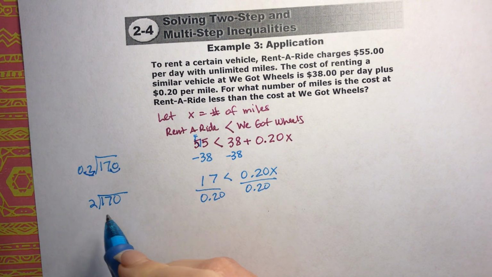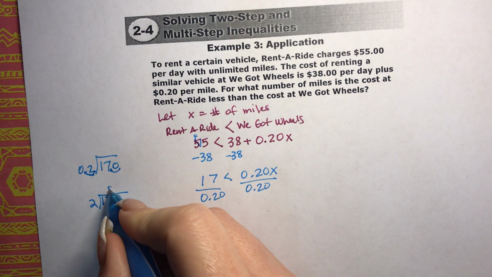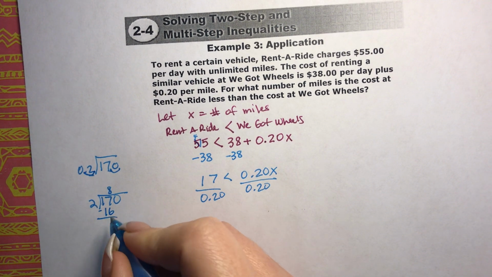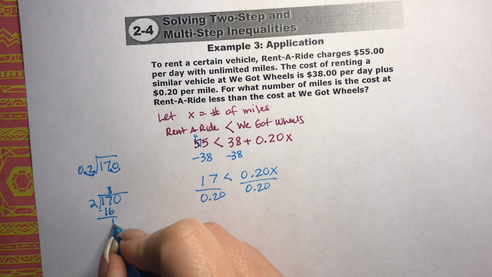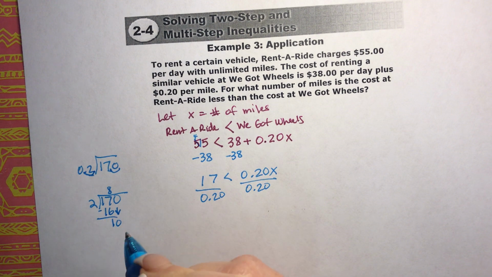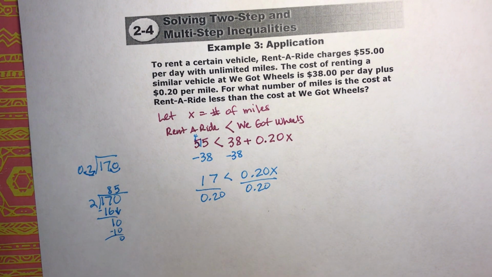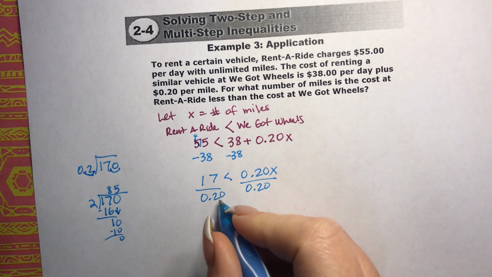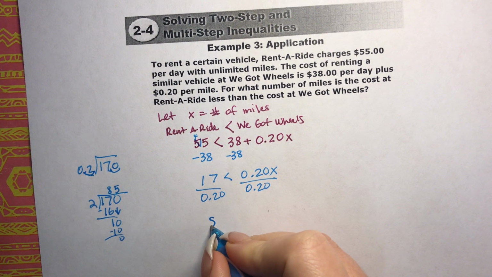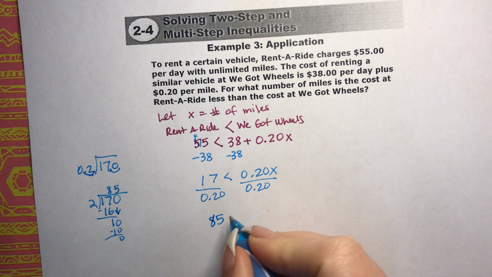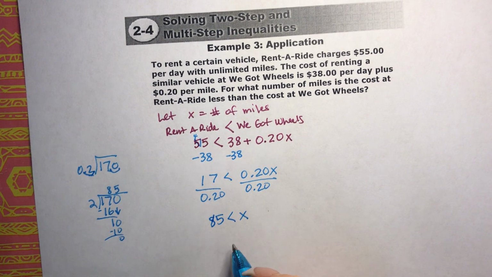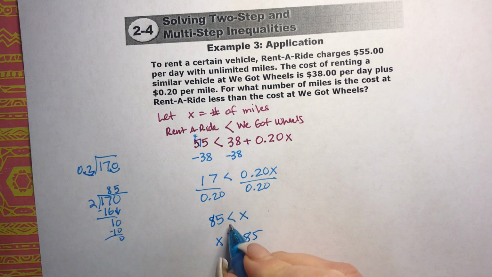2 doesn't go into 1, but it goes into 17. 8 times 2 is 16. 17 minus 16 is 1. Drop down the 0. 2 goes into 10 5 times. 5 times 2 is 10. Boom, there we have it. So it goes in 85 times. And then lastly, we just need to write that variable on the left side and make sure the alligator's eating the right thing here.